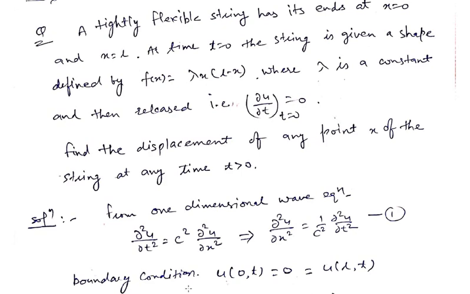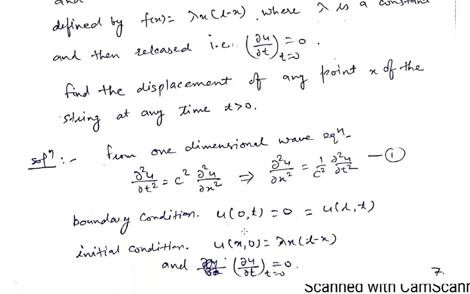Its boundary condition, based on position, is u(0,t) = 0. It means at any time t, at position x = 0, u(0,t) will be 0, and at any time t, u(L,t), L being the other end point, is also 0, from the first line of the problem.